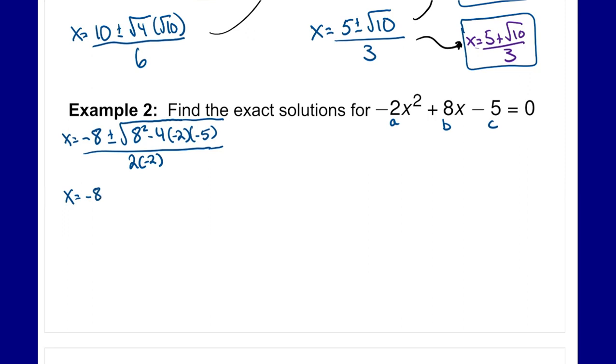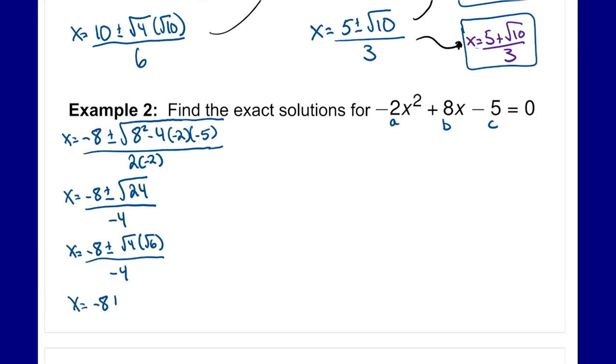X is equal to negative b plus or minus, if I simplify in this root, I get 24. So again, I see it's positive. I'm going to have two solutions. I can simplify that radical. So x is equal to negative 8 plus or minus root 4 times root 6 divided by negative 4. X is equal to negative 8 plus or minus 2 root 6 divided by negative 4.